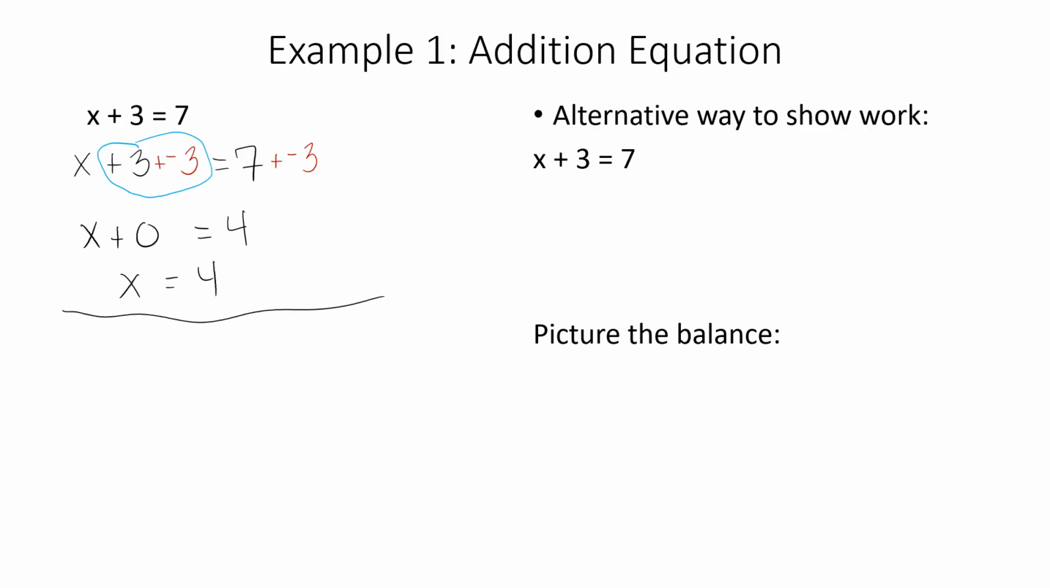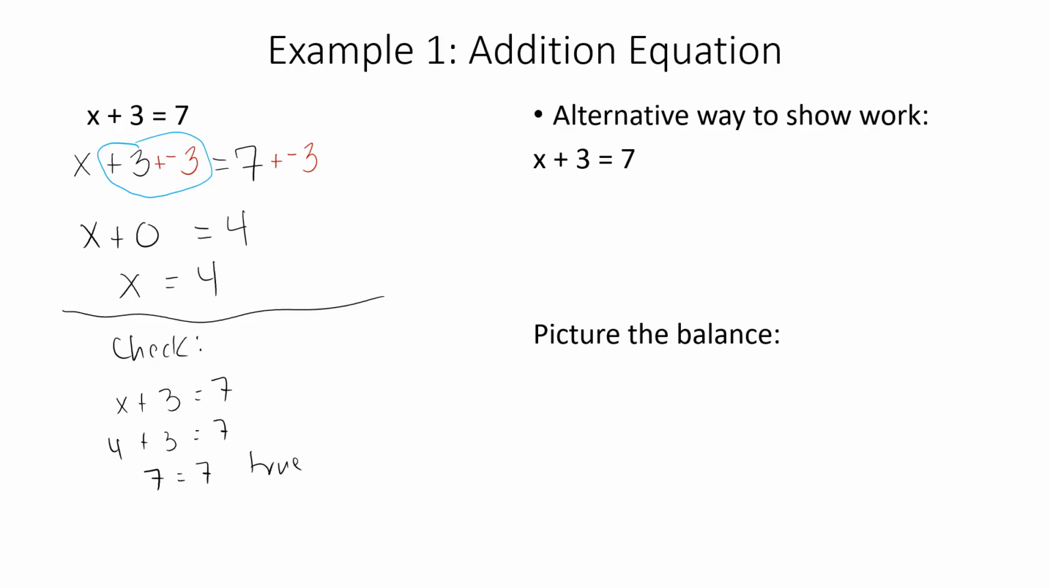Now, we can show that this is the solution. So we've done this before. We know that the solution is the value of the variable that makes the equation true. So this over here is a check. We've got x plus 3 equals 7. If I plug in the 4, we get 4 plus 3 is 7. 7 equals 7. That is true. And so we can confirm that, yes, that is the solution.